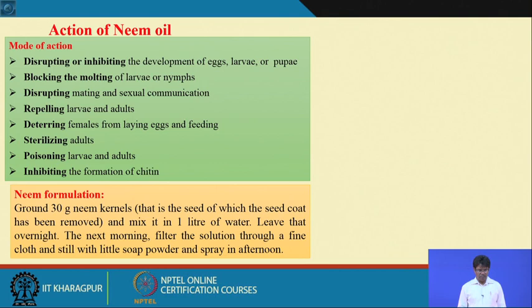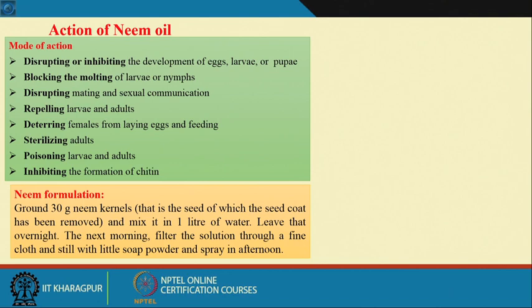How to make neem formulations? Usually, you can grind 30 gram of neem kernel, that is the seed. You can see there is a seed from which the seed coat has been removed. Only the inner seed portion is dried and ground and mixed in 1 liter of water. 30 gram of dried powder of neem kernel in 1 liter of water is mixed and the solution left overnight, kept for 12 hours. The next morning, you can filter the solution through a fine cloth and steel, add a little soap powder, and it can be sprayed in the afternoon hours.